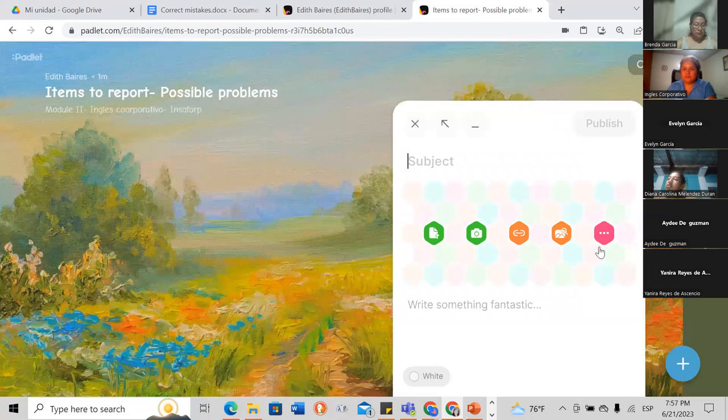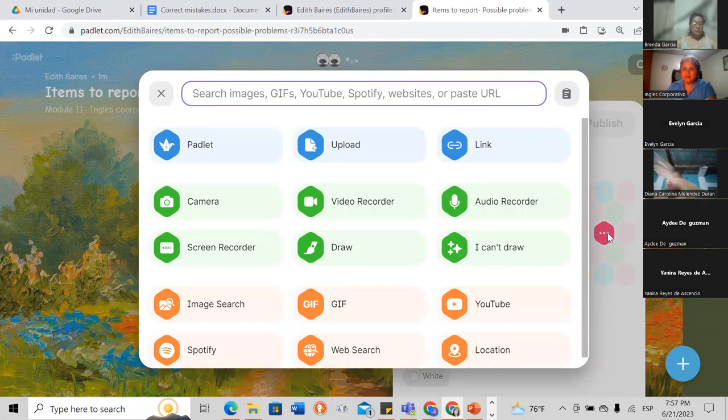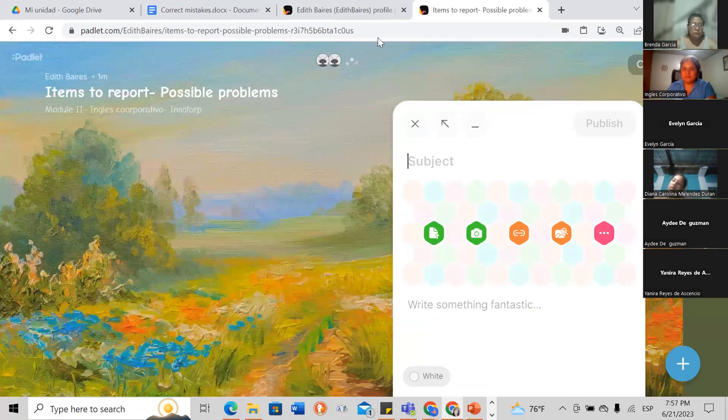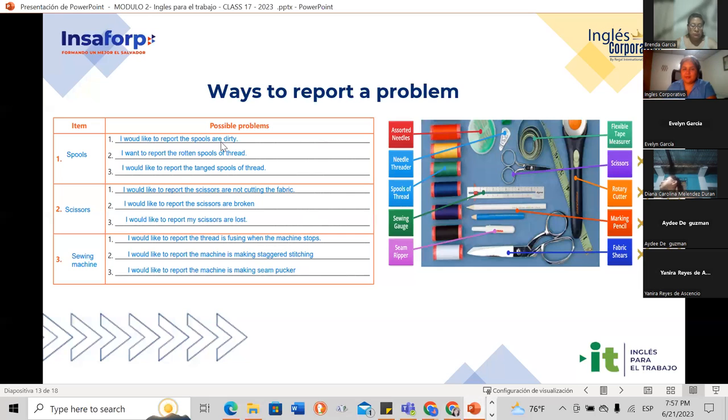Teacher. Yes. ¿Me podría explicar otra vez cómo es que vamos a hacer eso, por favor? Es que yo no estuve en la clase de ayer. Ok. Es lo mismo que yo hice aquí. Va a elegir tres items de su trabajo. Tres de ellos. Y me va a reportar un problema o los problemas que se le den con ese equipo o con esa herramienta. Ah, okay.